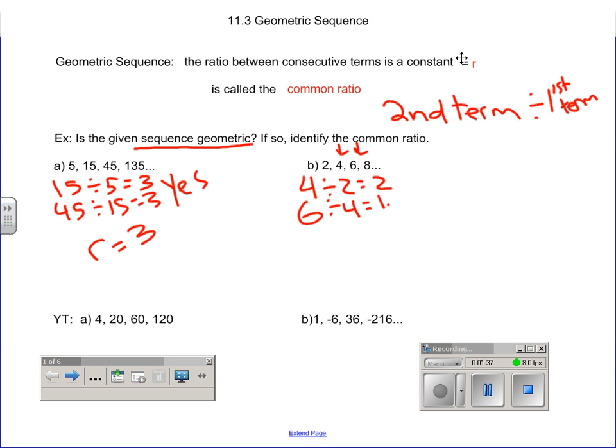6 divided by 4 is going to give us a decimal. If those two don't match, then our answer is no. We're not going to find a common ratio, 2 and 1.5. Therefore, it is not a geometric sequence.